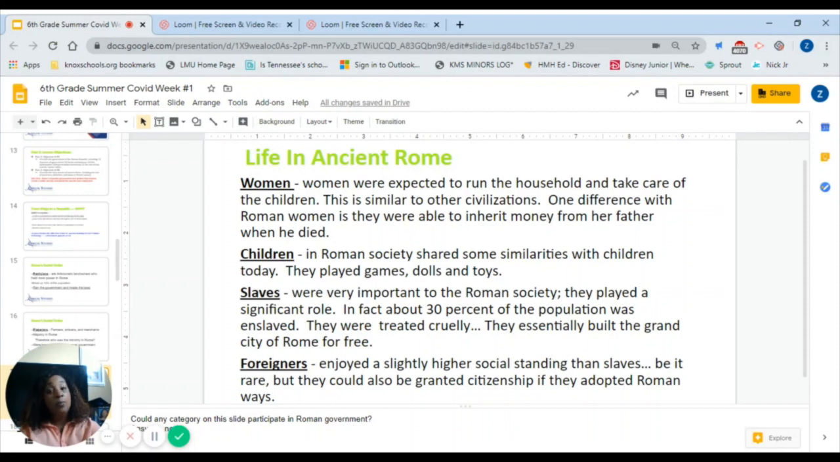Next were slaves. Slaves were very important to the Roman society. They played a significant role. In fact, about 30% of the population was enslaved. They were treated cruelly. They essentially built the grand city of Rome for free.